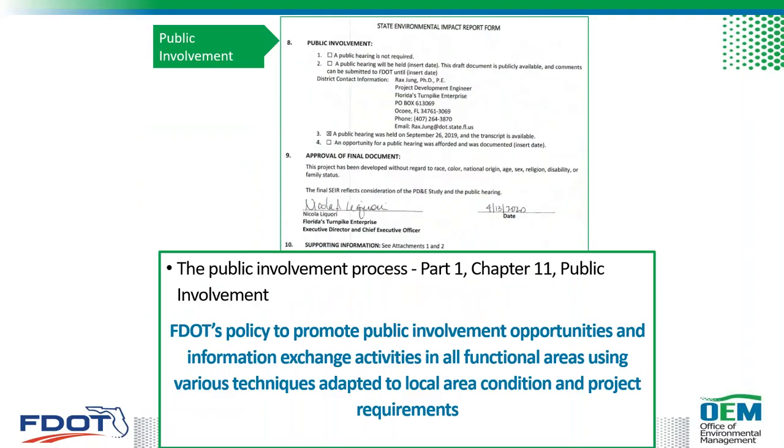The public involvement section documents if a public hearing was required. Remember, I talked about those requirements for when you need to do a public hearing. It also will document the status of holding a public hearing, whether it's been held or is going to be held. And for a project which does not require a public hearing, an opportunity for a public hearing may still be provided and documented here. The public involvement process is outlined in Part 1, Chapter 11 of the PDE manual and is followed when preparing a SEER. And Rusty Ennemoser will be discussing this process tomorrow.